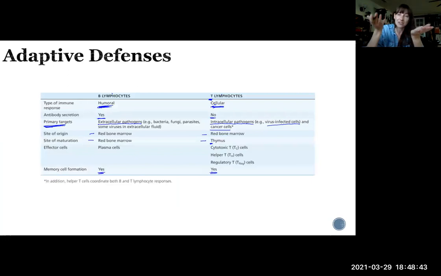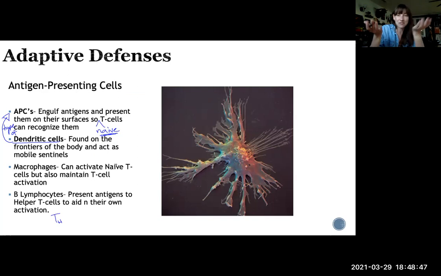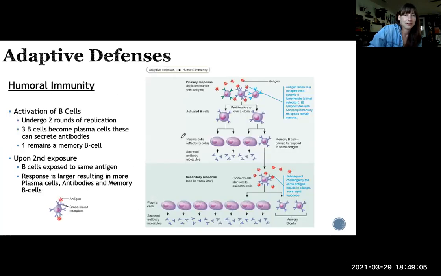T lymphocytes do not produce antibodies. T lymphocytes are naive until they are activated by having an antigen presented to them by an antigen-presenting cell, which can be a dendritic cell, or a macrophage, or a B cell. Okay. All right, let's talk more about B cells now.